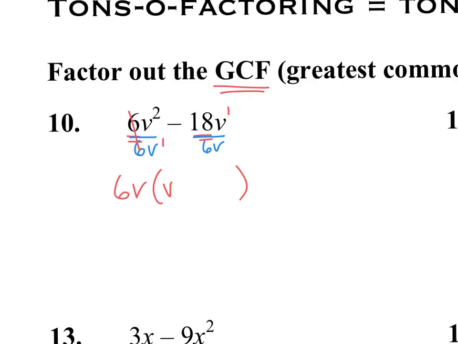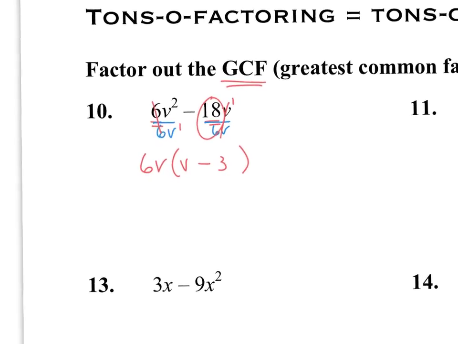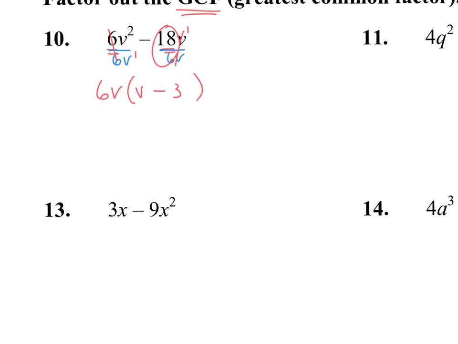Okay? Now we have our minus sign. So what's 18 divided by 6? What's v divided by v? No v. They just cancel out. Okay, so just like the 6's canceled out before, now the v's cancel out. Okay, all right, let's look at number 13. Okay, what number goes into 3 and 9?